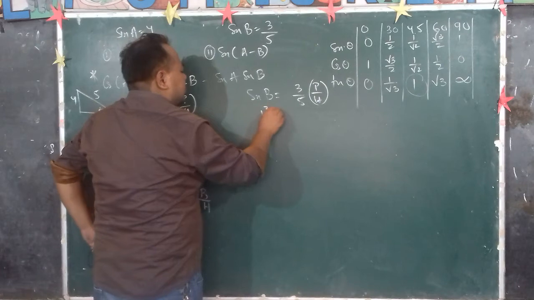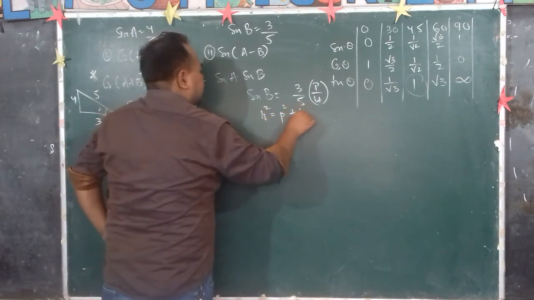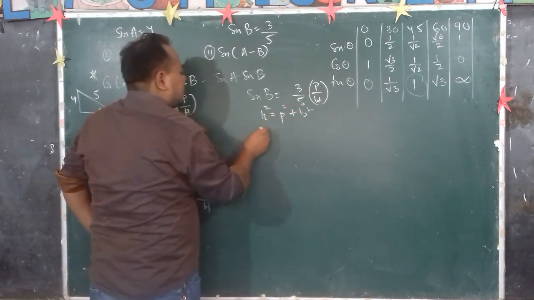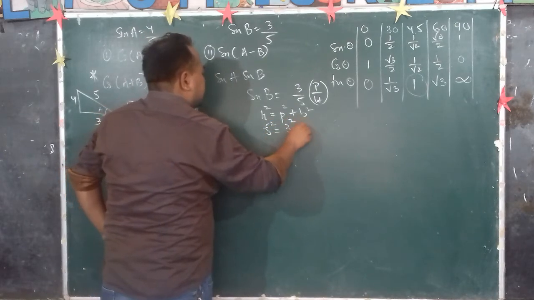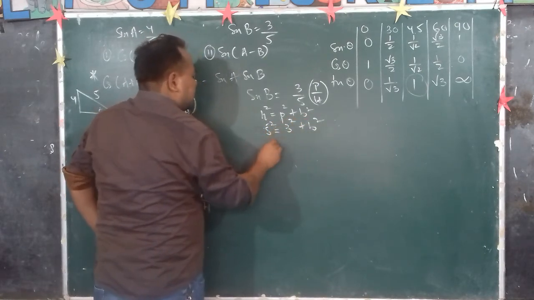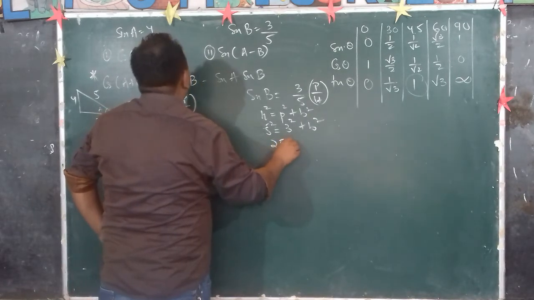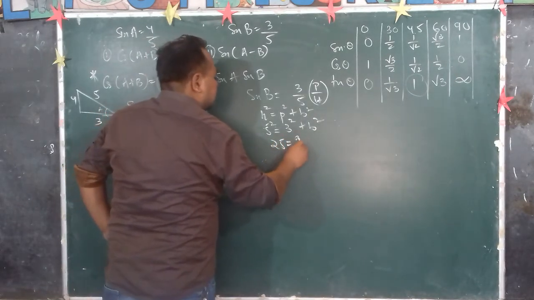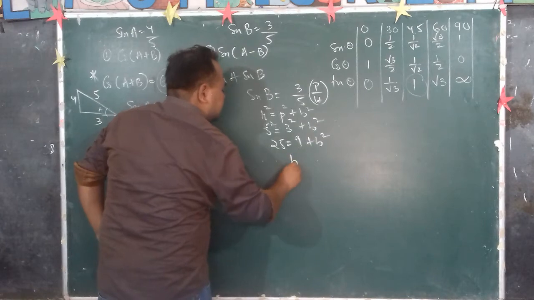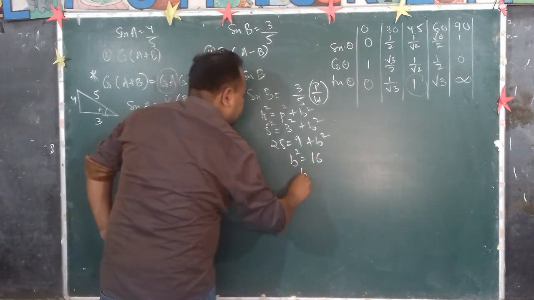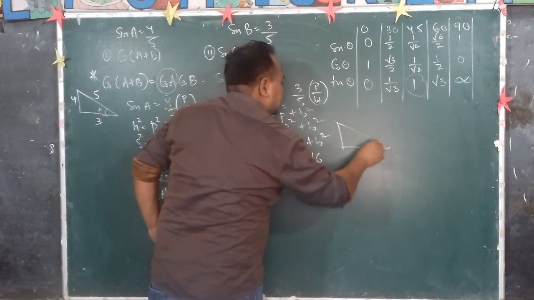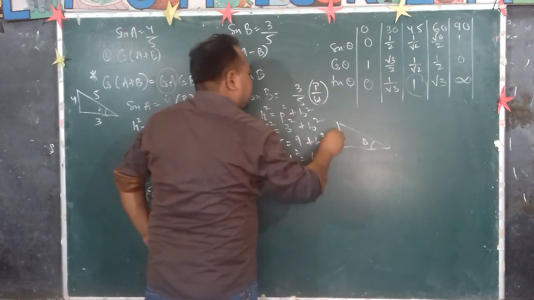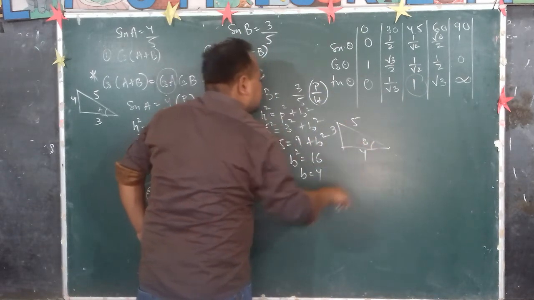So hypotenuse squared equals perpendicular squared plus base squared. Hypotenuse is 5, squared. Perpendicular is 3, squared, plus b squared. So 5 squared is how much? 25 equals 9 plus b squared. So b squared equals 16, so b is equal to 4. So just make a right angle triangle. This is angle B. So you're getting this to be 4.